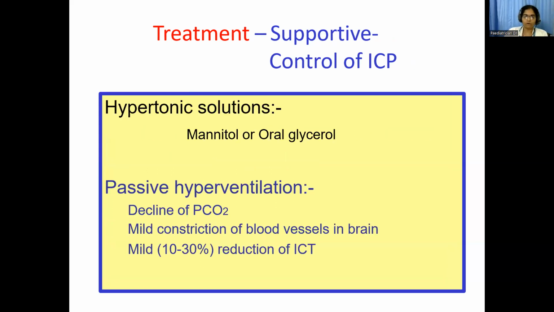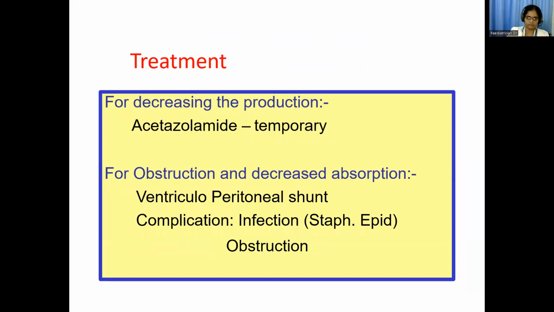Next comes hypertonic solution. Hypertonic solution meaning either mannitol or oral glycerol, because this also brings down the intracranial tension. Next comes passive hyperventilation. This causes carbon dioxide washout, which causes mild vasoconstriction and is the major mechanism for reduction of intracranial pressure. So this can be tried in ventilated cases, or even you can tell the child to hyperventilate.